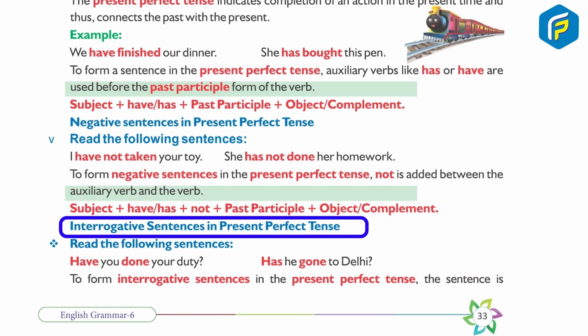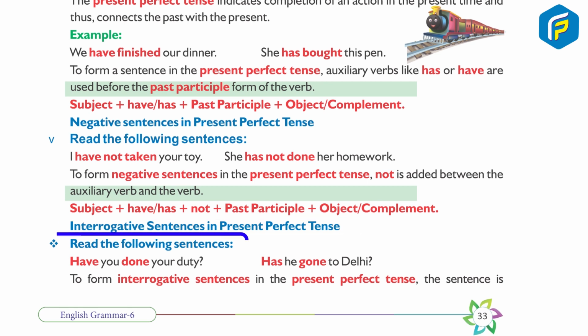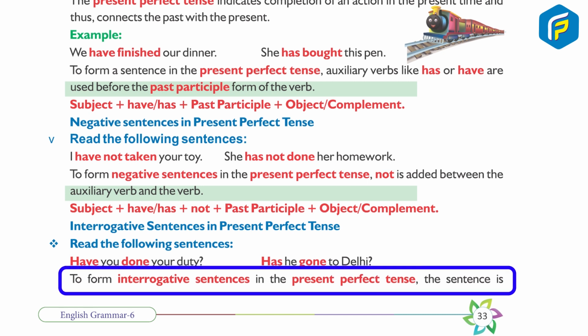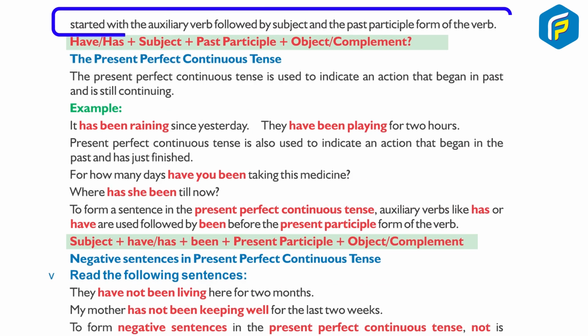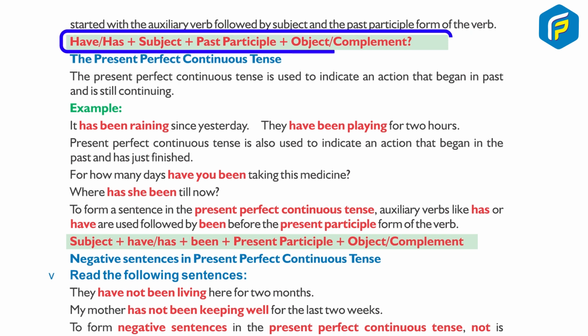Interrogative sentences in present perfect tense. Read the following sentences. Have you done your duty? Has he gone to Delhi? To form interrogative sentences in the present perfect tense, the sentence is started with the auxiliary verb followed by subject and the past participle form of the verb. Have/has plus subject plus past participle plus object complement.